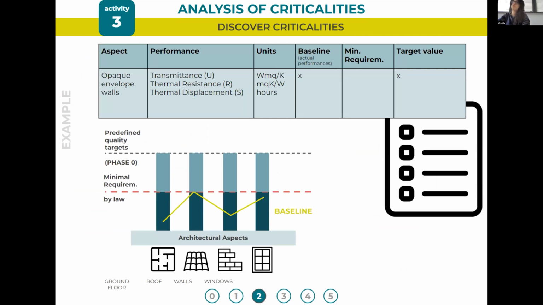Obviously, these criticalities have to be analyzed for each of the four main aspects. For example, for architecture, this is an example. We are looking at the opaque envelope, at the walls. We can have the performance of transmittance, thermal resistance, and thermal displacement. And we have to compare the baseline, the actual performance, both with the minimal requirement and the target value. And this has to be done for all the elements composing the architectural aspects, so the ground floor, the roof, the walls, the windows.